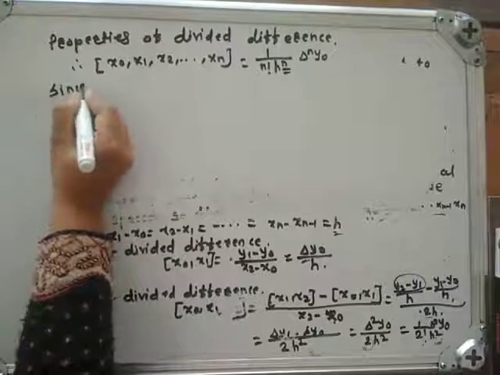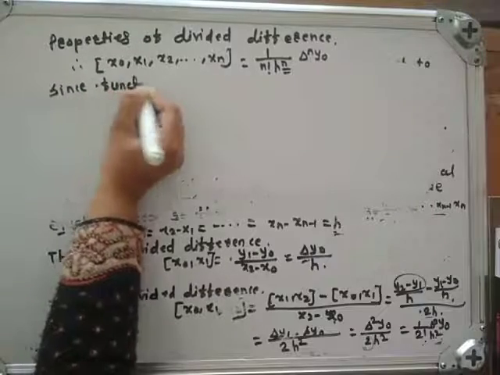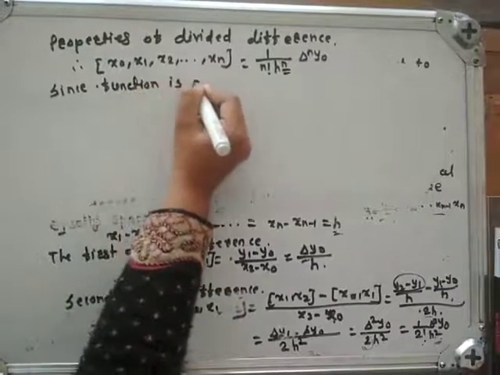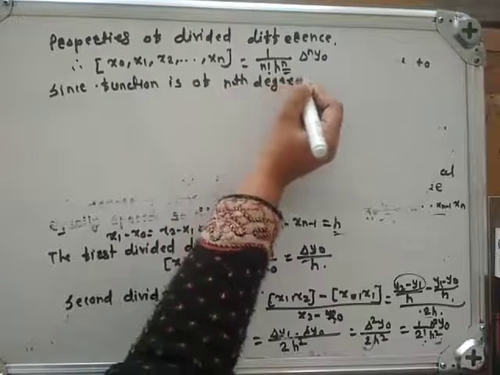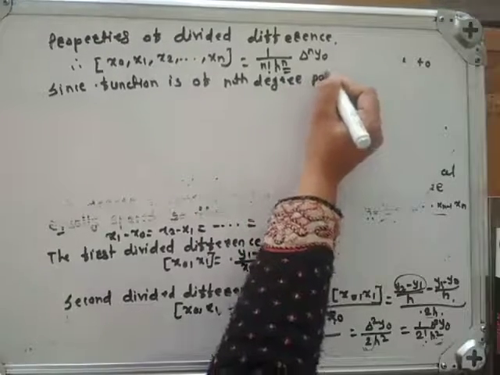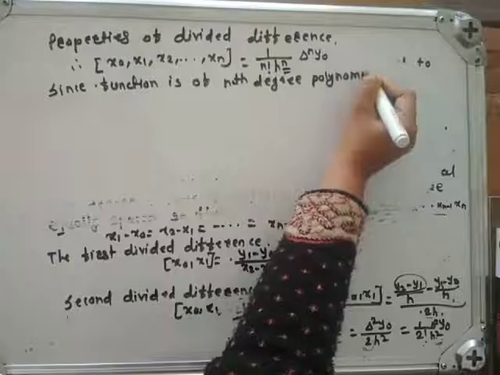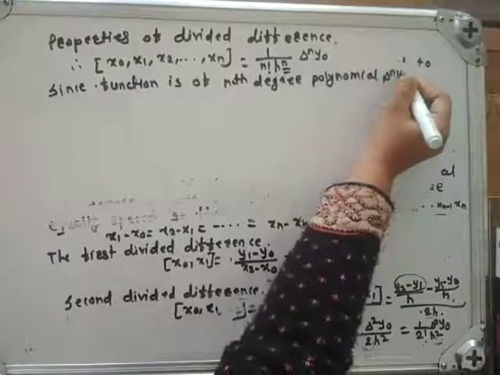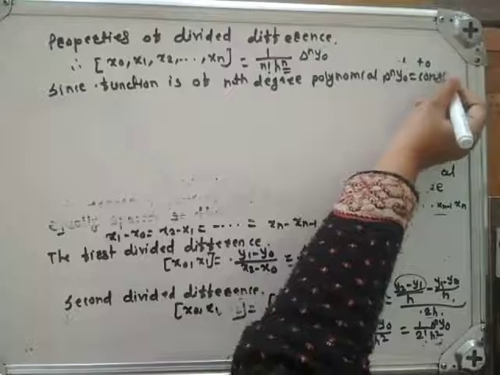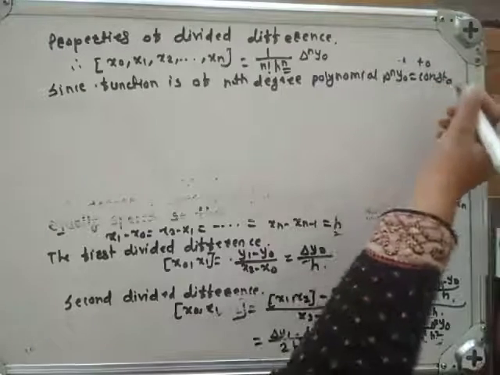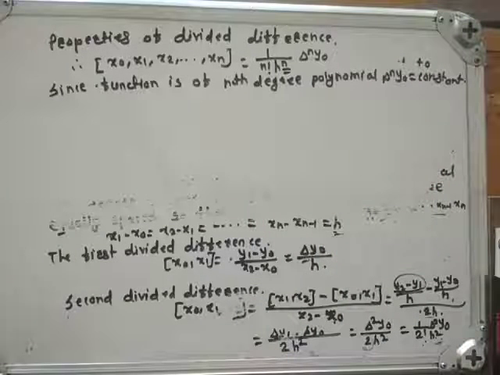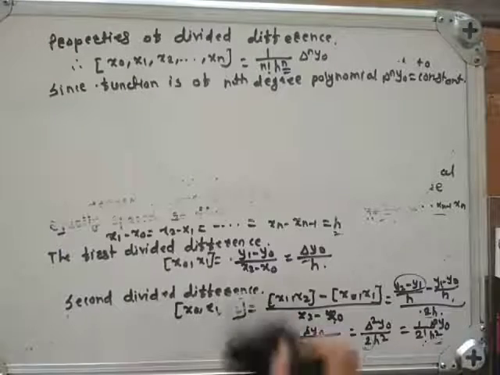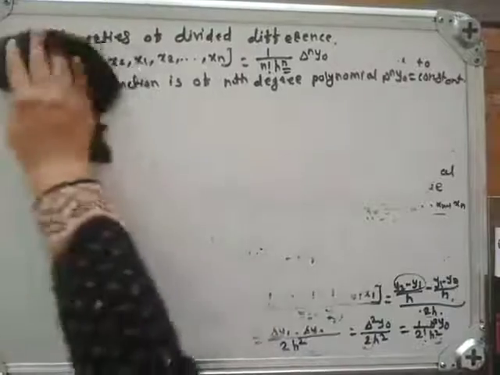Since the function is an nth degree polynomial, delta raised to n y0 is equal to a constant, because the nth divided difference of a polynomial of nth degree is always constant. Okay.